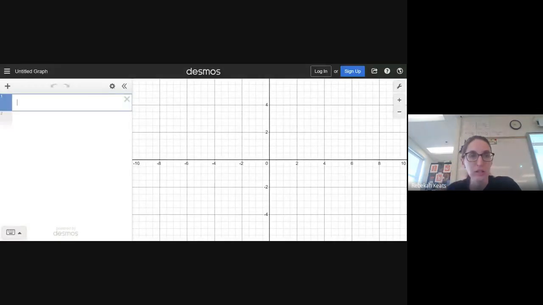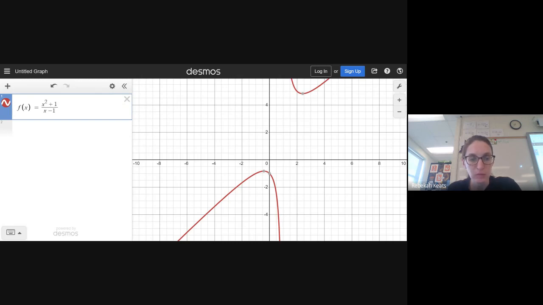So this is just logged into desmos.com. The function we were dealing with, I'll type that in here: f of x equals x squared... and that was all over x minus 1. Okay, it was x squared minus 1 over x minus 1. Let me edit that function. When we look at that particular graph, it seems as though it's just a linear function, right?